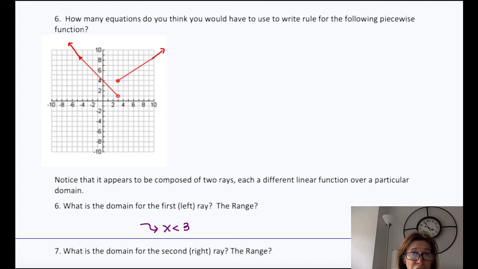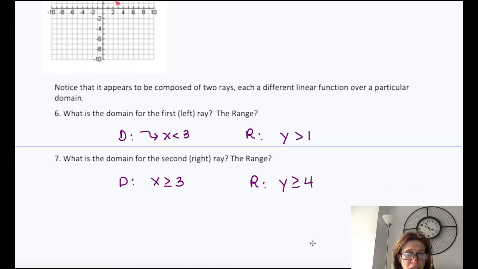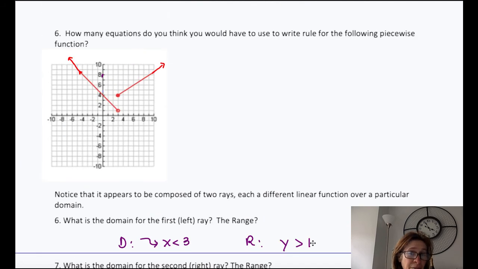All right, so the range of that function, so this is my domain. My range in inequality notation would be y's greater than 1, right? Because we're starting at 1 and we're going up like that. All right, my second domain would be x is greater than or equal to 3. There's my domain again, and we'd probably write that as [3, infinity) in interval notation. And my range would be y's greater than or equal to 4. All right, so that's kind of important, right?